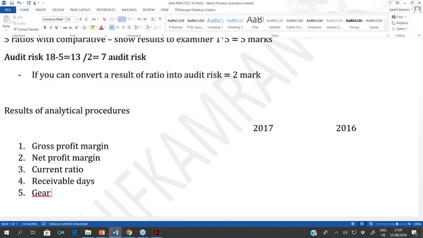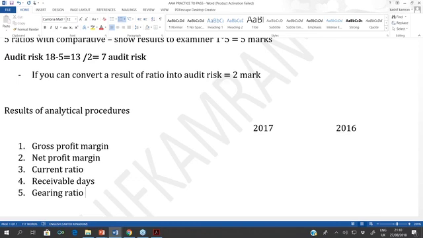Now, which ratios you calculate depends upon the data. At times, the examiner gives me a full balance sheet, and then I can calculate many other ratios. If the examiner gives me a summarized balance sheet, I cannot calculate many ratios. So which ratios I calculate depends upon the numbers given. What if the examiner has not given me gross profit? Then I cannot calculate the gross profit margin. So you have to choose which five ratios you will be calculating based upon the data given to you.